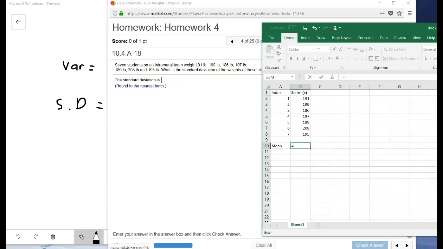So I'm going to calculate the mean by taking equals and a parenthesis for my order of operations, and I'm going to add each of these numbers together: 191 plus 199 plus, etc. Again, there are shortcuts for even doing this. Then I'm going to add up all the scores and divide by how many scores you have, which in this case is 7. So my mean is 195. All right, so that's X bar. I'll add that over here and just call it X bar.